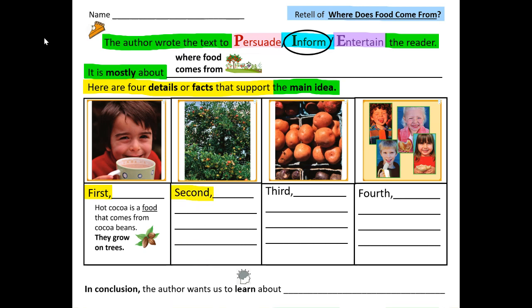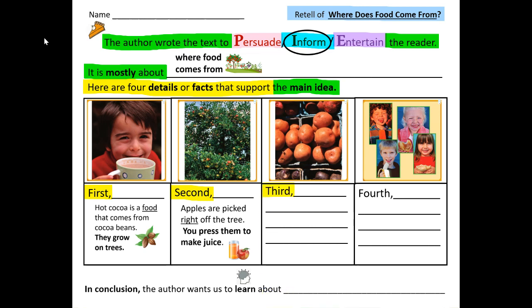Second, where do apples come from? You pick apples. Well, apples are picked right off the tree. Then you can press them to make juice, like apple juice.